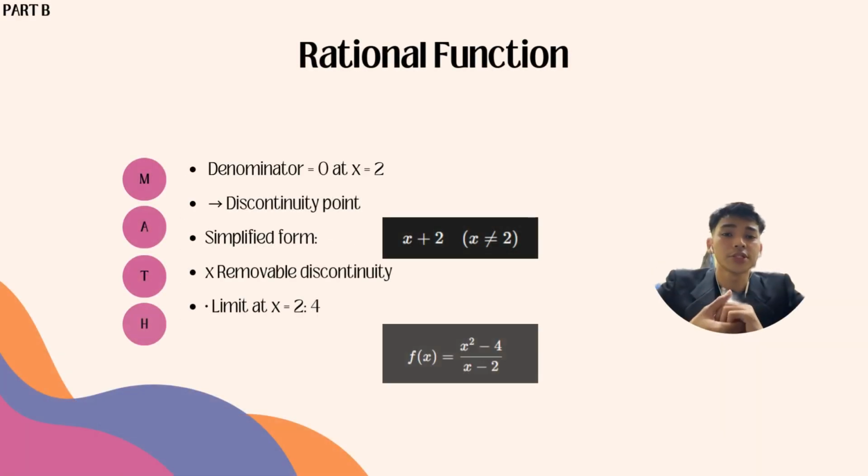Alright, for the rational function, x squared minus 4 per x minus 2, the denominator becomes 0 at x equal to 2. So that is the discontinuity point. When we factorize the numerator, the function simplifies to x plus 2. The limit at x equal to 2 is 4, but the function is undefined at that point, so it is classified as a removable discontinuity.